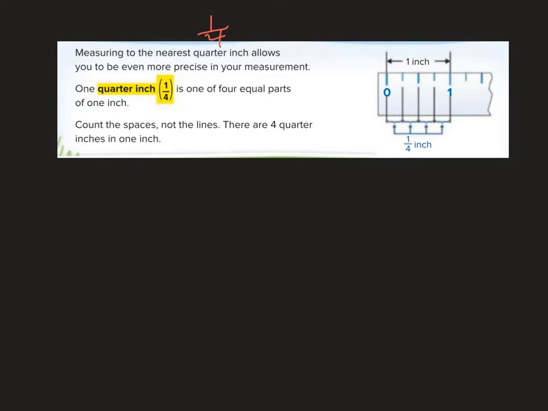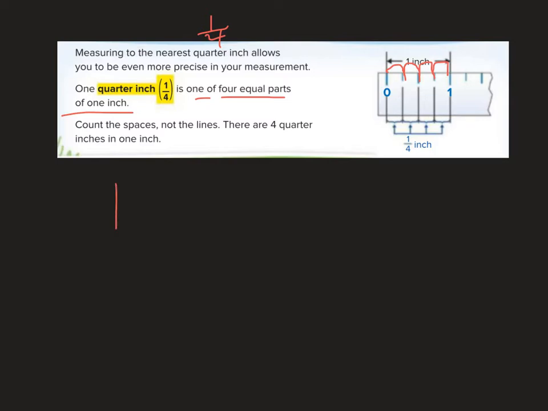Now, how can we remember quarter? How I do is that there are 4 quarters in $1. Okay, the whole dollar, you can split it into 4 quarters, and so they would each be worth 1/4 of a dollar. Okay, 1/4 inch is one of 4 equal parts of 1 inch. Count the spaces, not the lines. Okay, so yeah, they're saying, look, here, there's 1, 2, 3 lines only. But we're really talking about the spaces. So this would be 1/4, 1/2, 3/4, 1 whole. Okay, there are 4 1/4 inches in 1 inch.